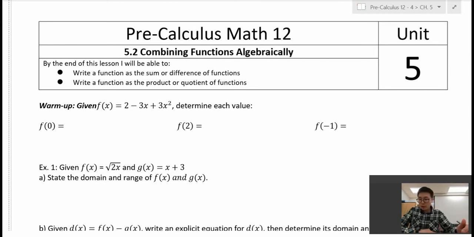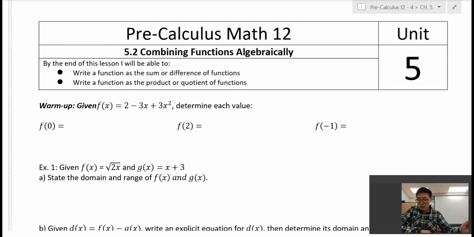Before we start, we are going to be looking at just substituting some values into the function and then do a quick review and then go from there, okay? So here's the normal question. It says, given that function f is equal to 2 minus 3x plus 3x squared, we're looking for each of these three values, f of 0, f of 2, and f of negative 1. Recall, this is just basically function notation.